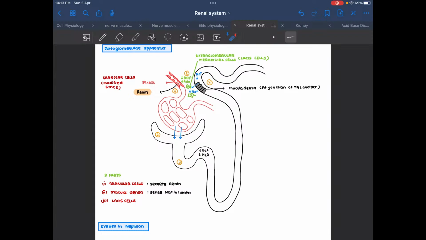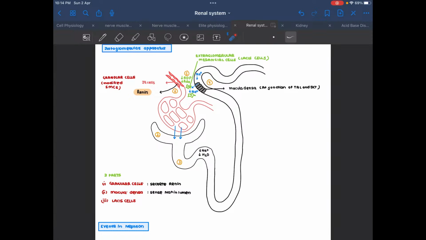And the third group of cells are the Lacis cells, which we discussed, right? We have two types of mesangial cells: the Lacis cells, which are the extraglomerular cells, and the intraglomerular cells. So this is the juxtaglomerular apparatus.